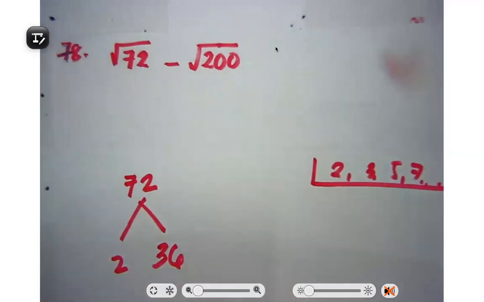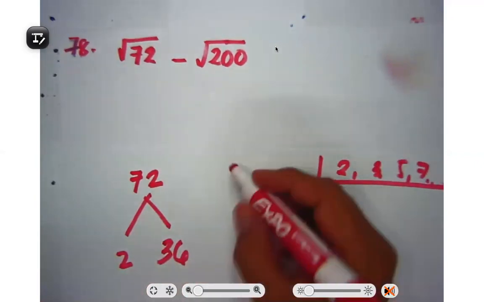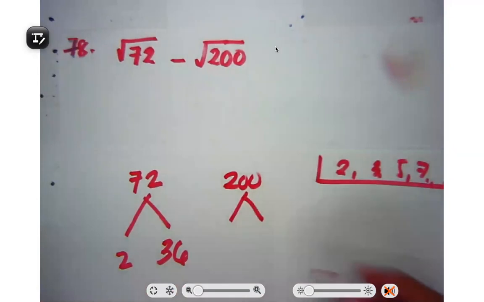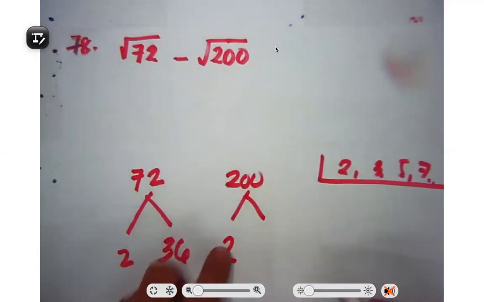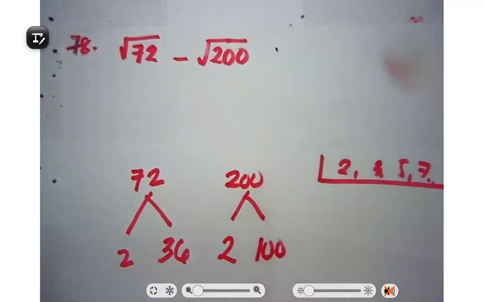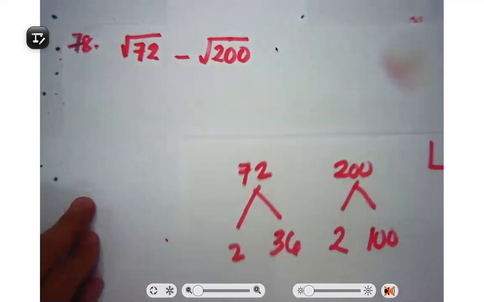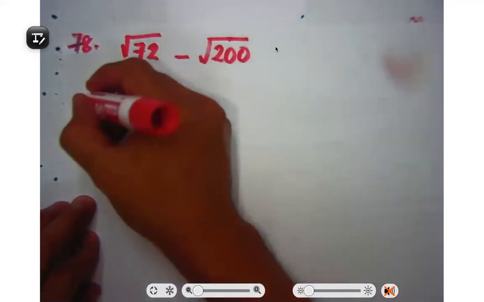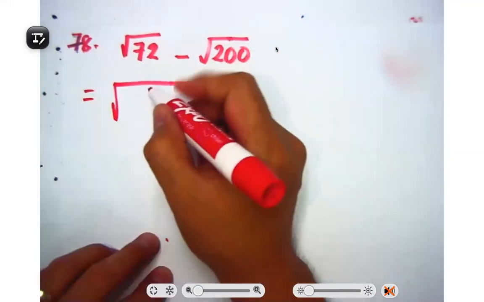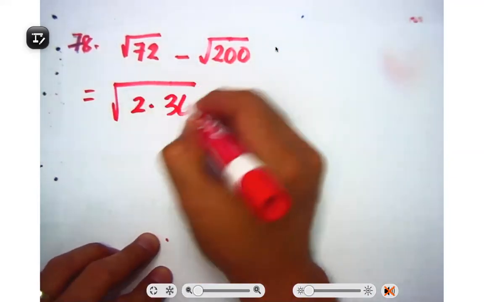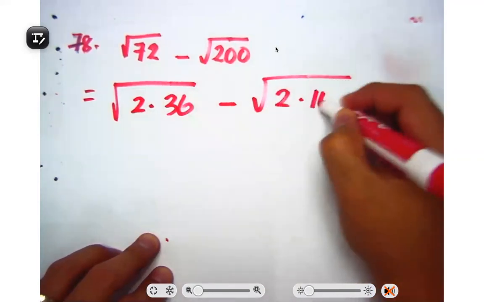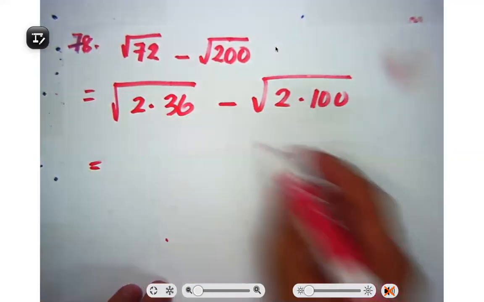The reason why we're dividing it by the smallest prime number is so that we can get the biggest perfect square factor. Okay, how about 200? Can you divide it by 2? 200 divided by 2 is 100. Is it a perfect square? Yes, it is. So now 72 can be written as 2 times 36, and 200 can be written as 2 times 100. Take the square root of 36 and 100.